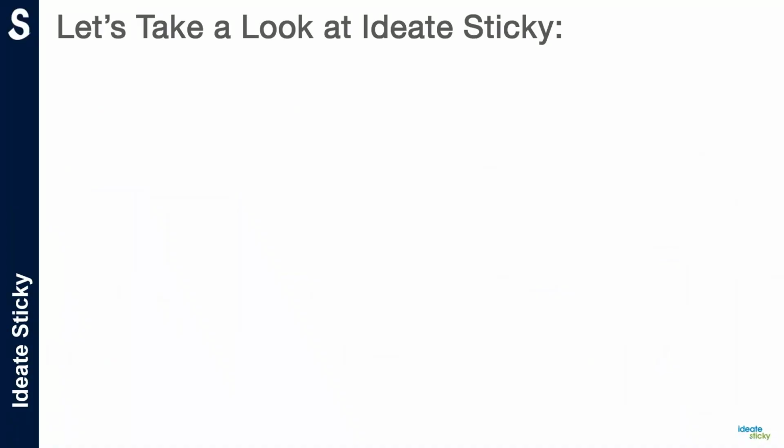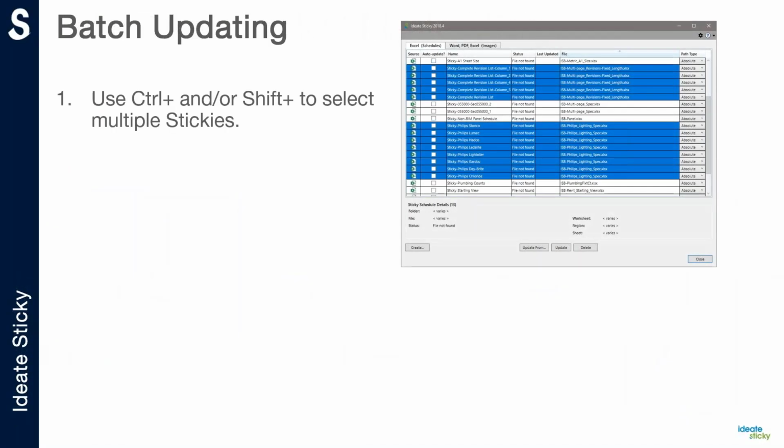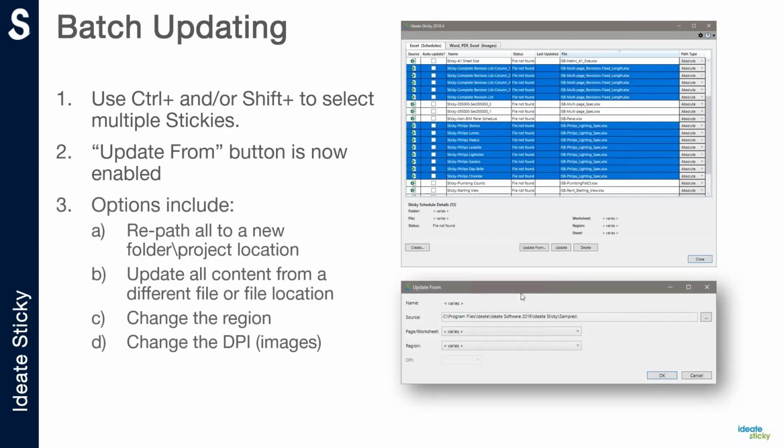I want to fill you in on a couple details here. Another really nice enhancement that people have been asking for is the ability to do a shift select or a control select to select multiple stickies. So when you select multiple stickies, you can basically update from, it's now enabled, and so you could repath. Let's say you wanted to select all of the 7 documents, the 7 pages, you could update and say, I want to repath that to a different document that has those 7 pages. I might want to change the region or change the DPI. So now all of this is available as a shift select.